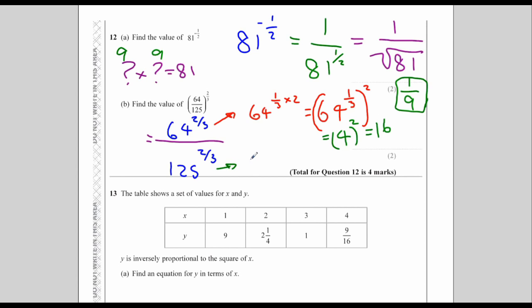Let's do the same thing. 125 to the power of a third, and then squared. Right, well, the 5's a clue. 5 times 5 is 25, times 5 again is 125. So it's 5 squared, which is 25. So the answer is 16 over 25. Quite a tricky one.